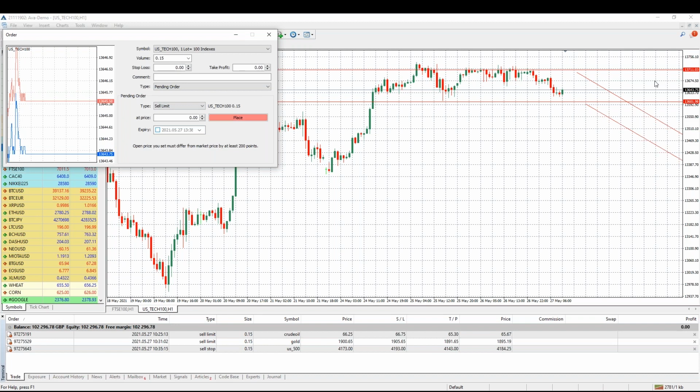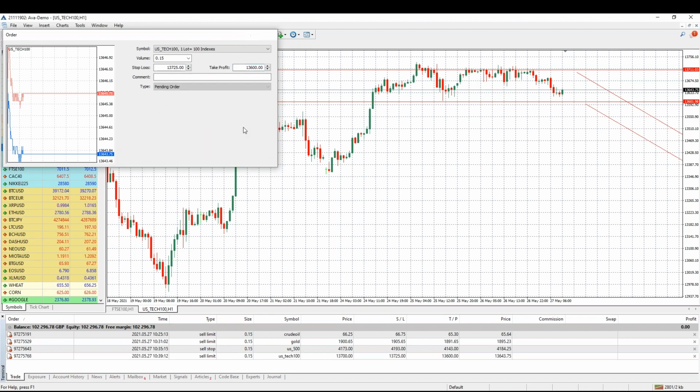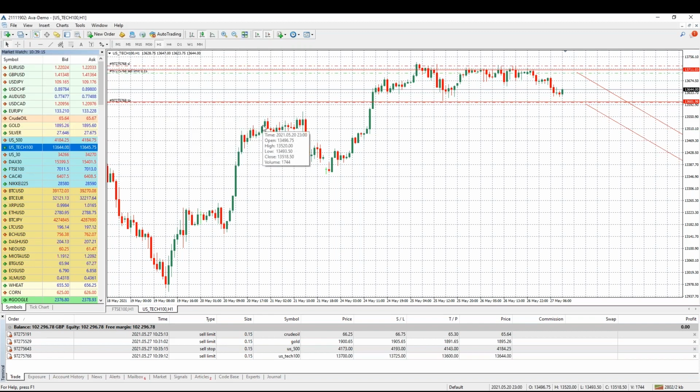13,700 is just before the resistance. Stop loss would be 13,750. Or let's say 13,725 even. We can adjust it if we want. Take profit would be back down at the support at 13,600. Okay. I really like that entry point.